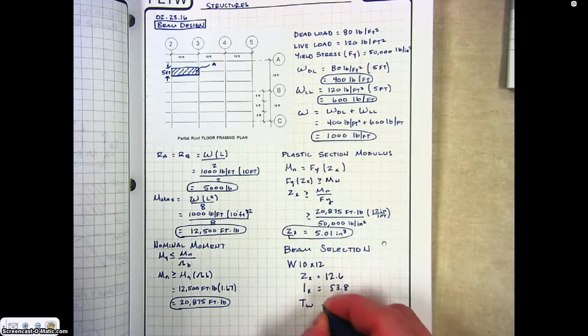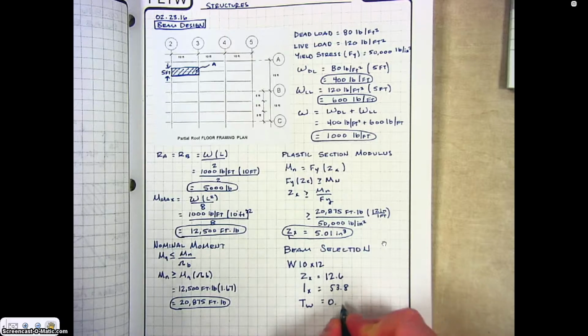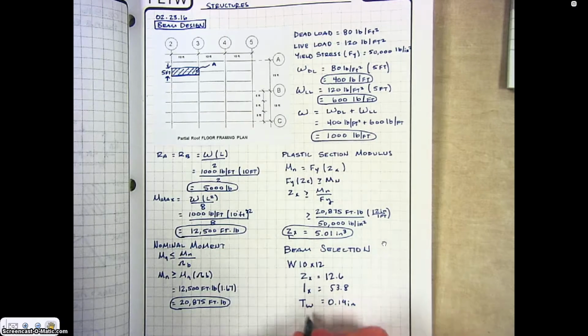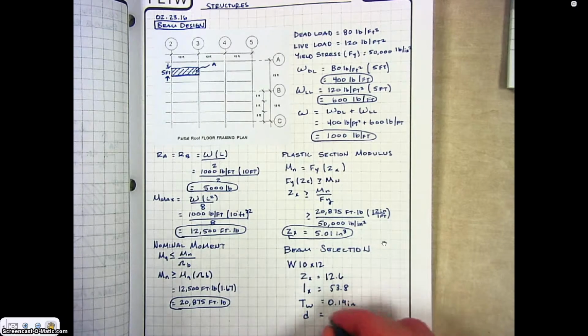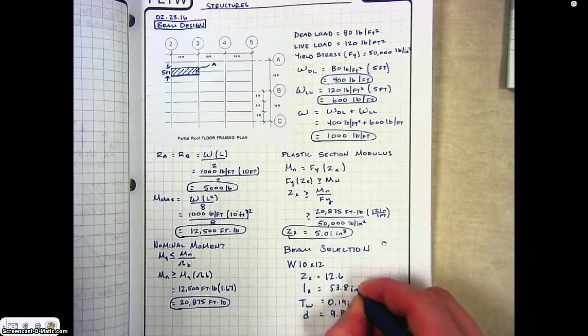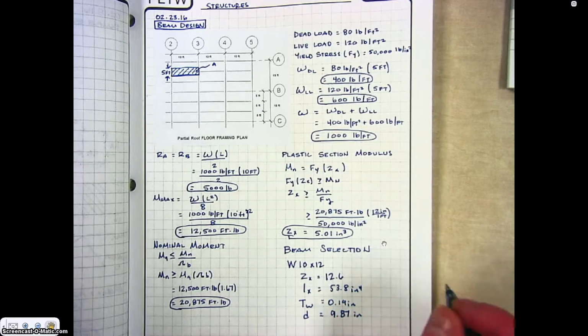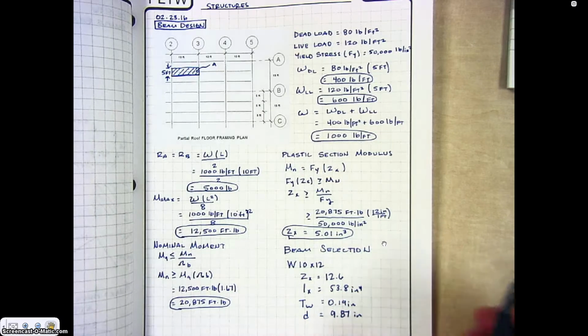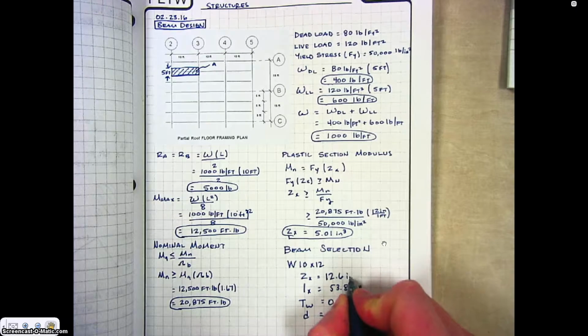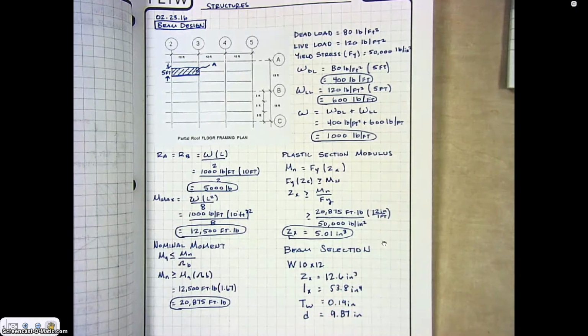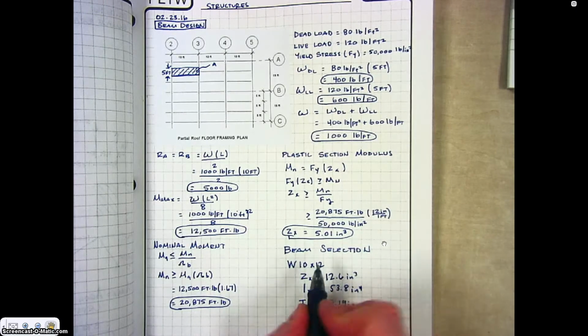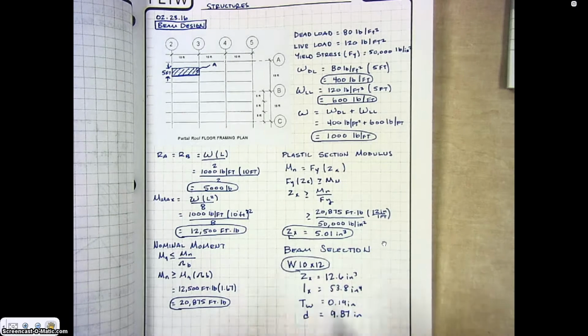It has a width of 0.19 inches, and it has a depth of 9.87 inches. Moment of inertia is inches to the fourth. And elastic modulus is inches cubed. So once you have those numbers down, I'll go ahead and circle this again, and this is the beam that we'll use.